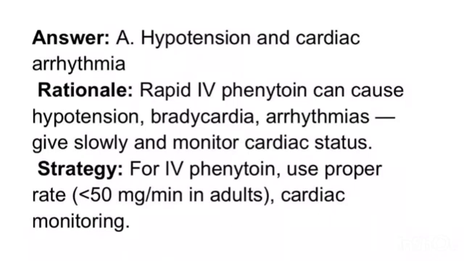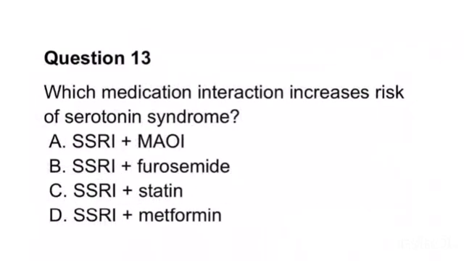Rationale: rapid IV phenytoin can cause hypotension, bradycardia, arrhythmias, so give slowly and monitor cardiac status. Strategy: for IV phenytoin, use proper rate, less than 50 mg per minute in adults, with cardiac monitoring. Question 13.